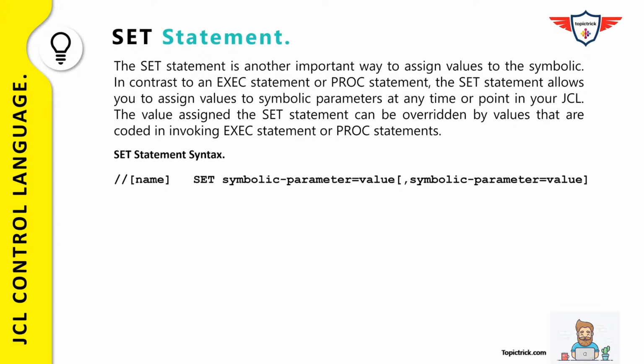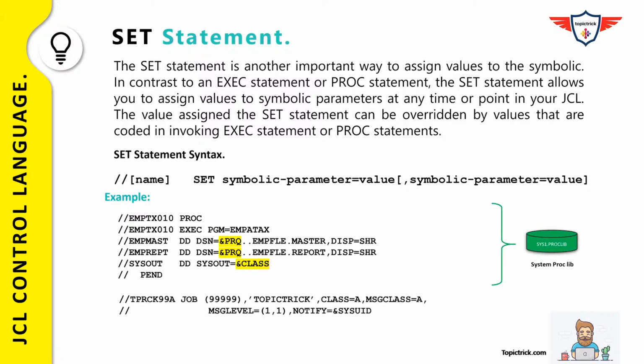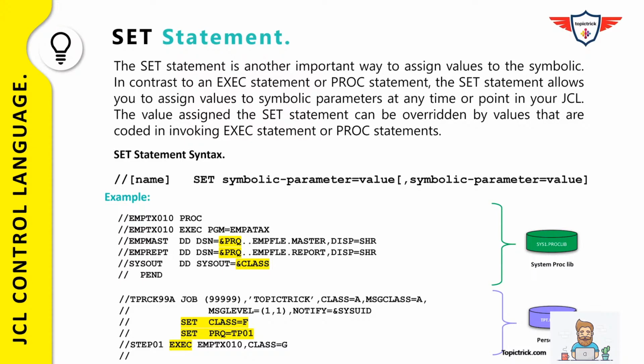Again, we are using the same example. We have a catalog proc which is stored in a system library, that is SYS1.PROCLIB, and we are using symbolic parameters, that is &PRQ and &CLASS. And if you look at the JCL, this time I've used the SET statement to assign the class value as F and PRQ equals TP01.